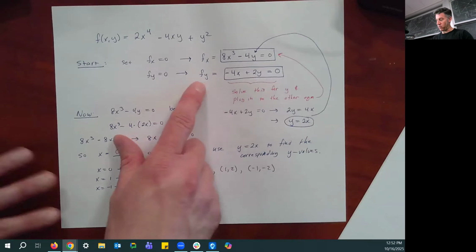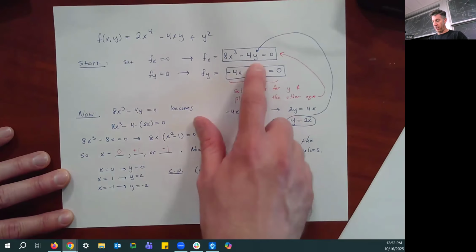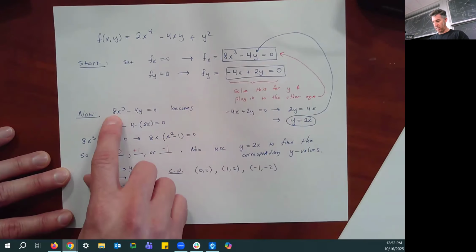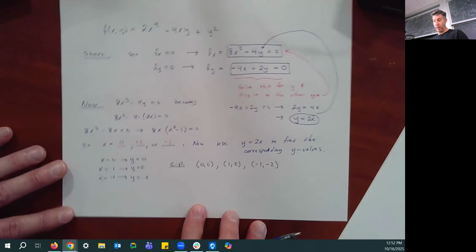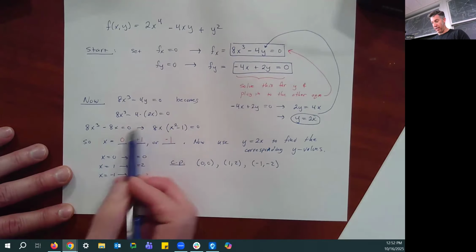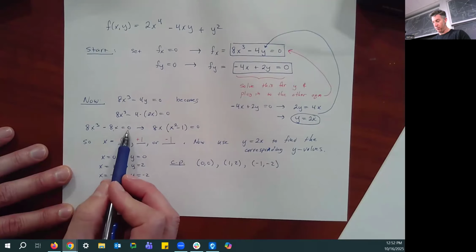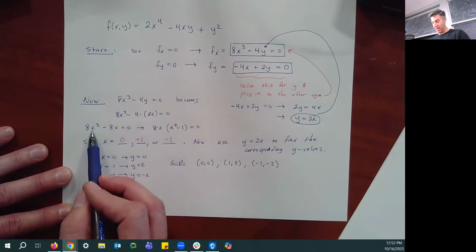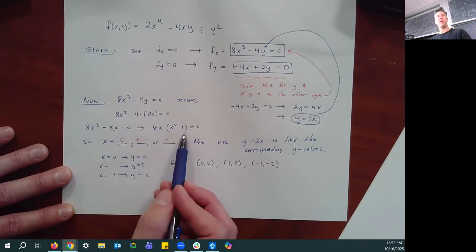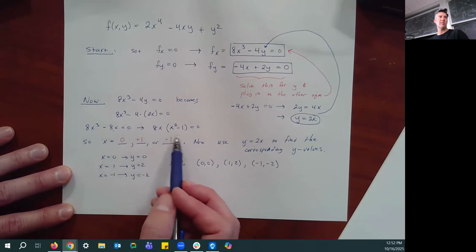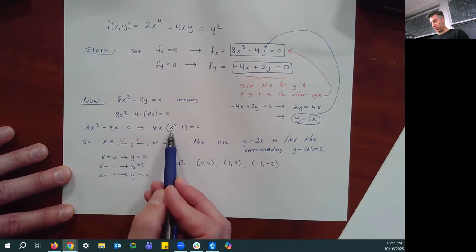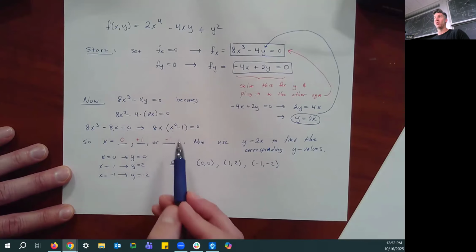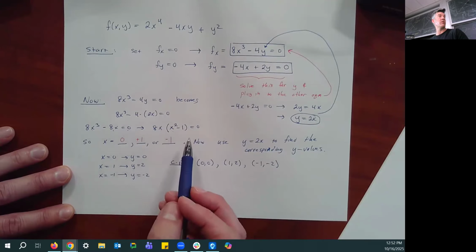I plugged in y equal to 2x for y here, and I end up getting 8x cubed minus 4 times 2x. Then I multiplied it out and got 8x cubed minus 8x equal to 0. Then I factored out the 8x and was left with x squared minus 1. I could have factored that further as x minus 1 times x plus 1, but I didn't need to. I can see that either x equal to 0, x equal to 1, or x equal to negative 1 are the solutions.